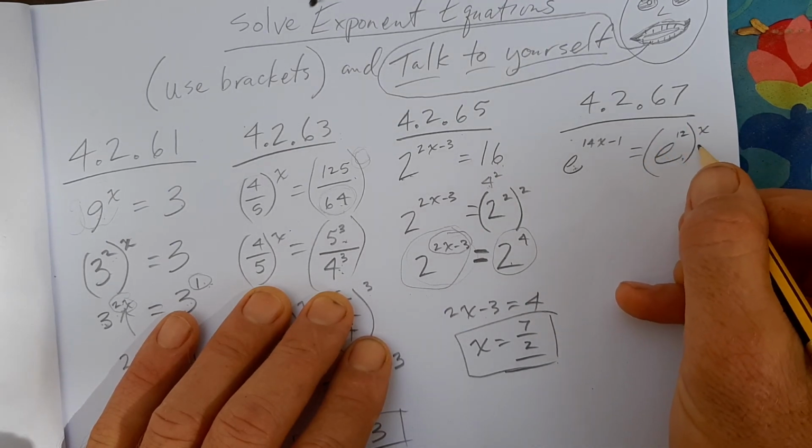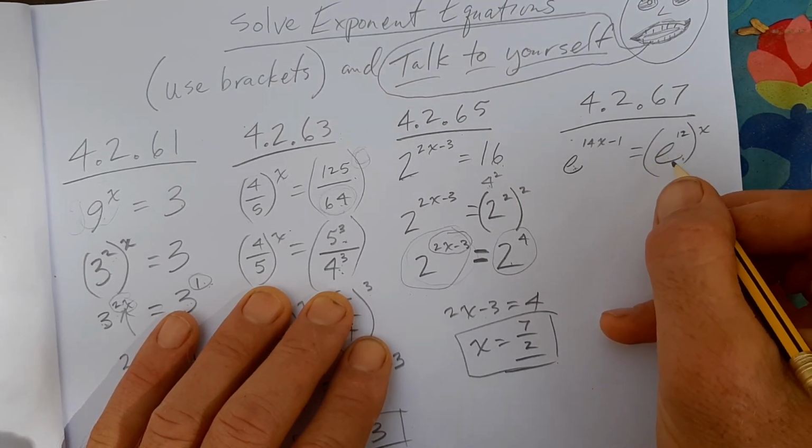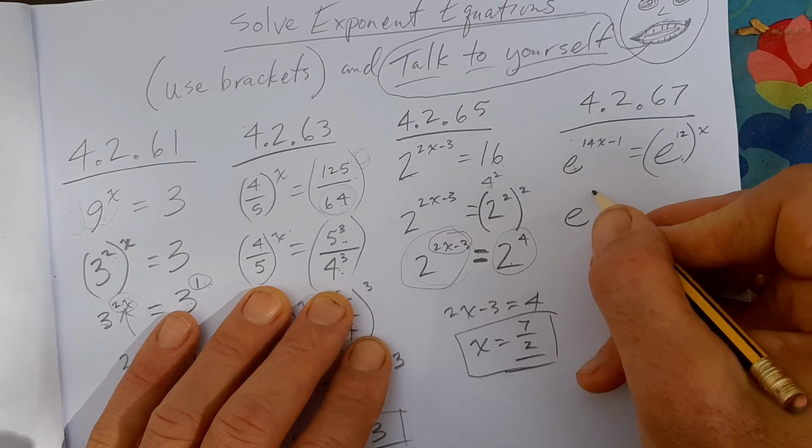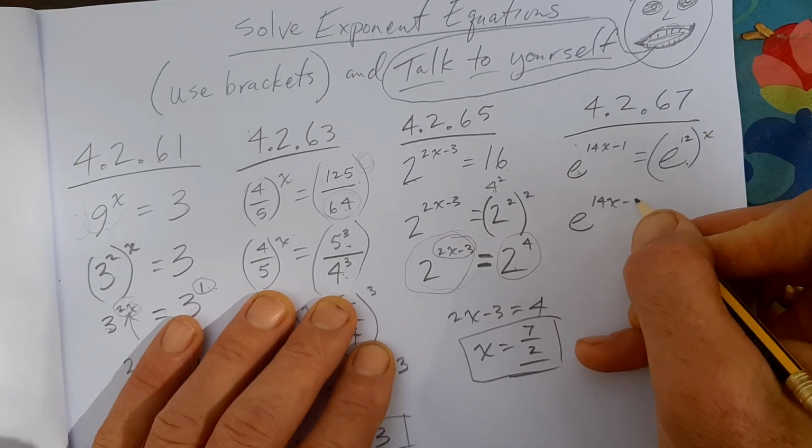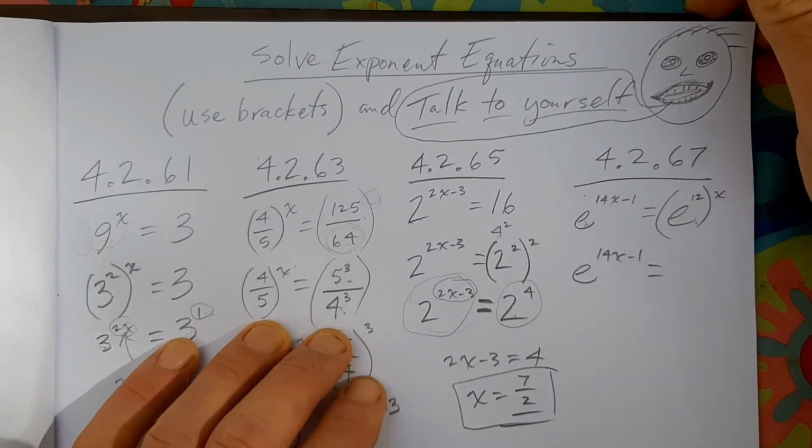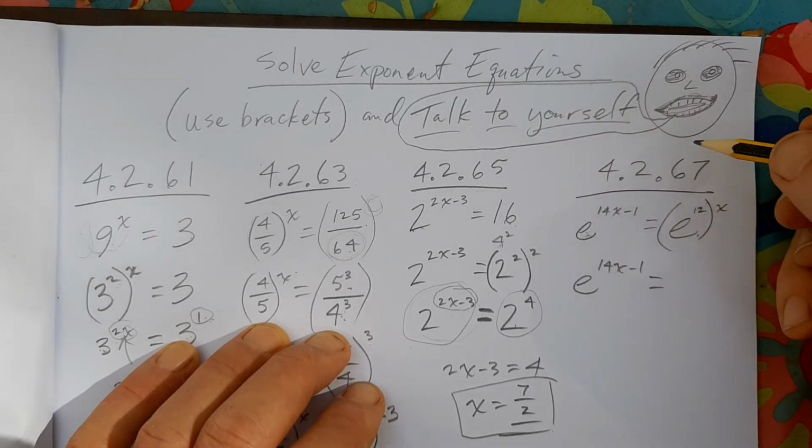So now we're going to get rid of this brackets first. E to the 14x minus 1 equals, sorry about my face. The thing is, talk to yourself, okay?